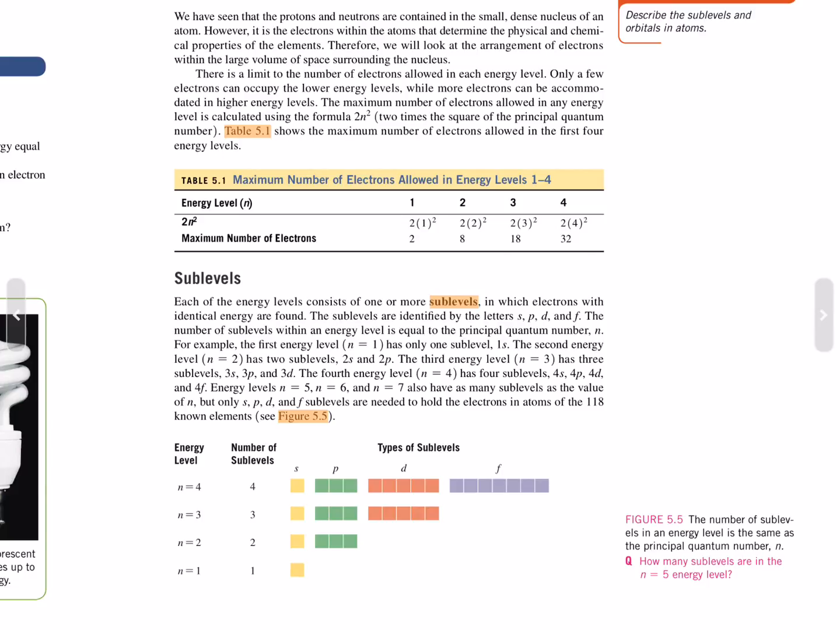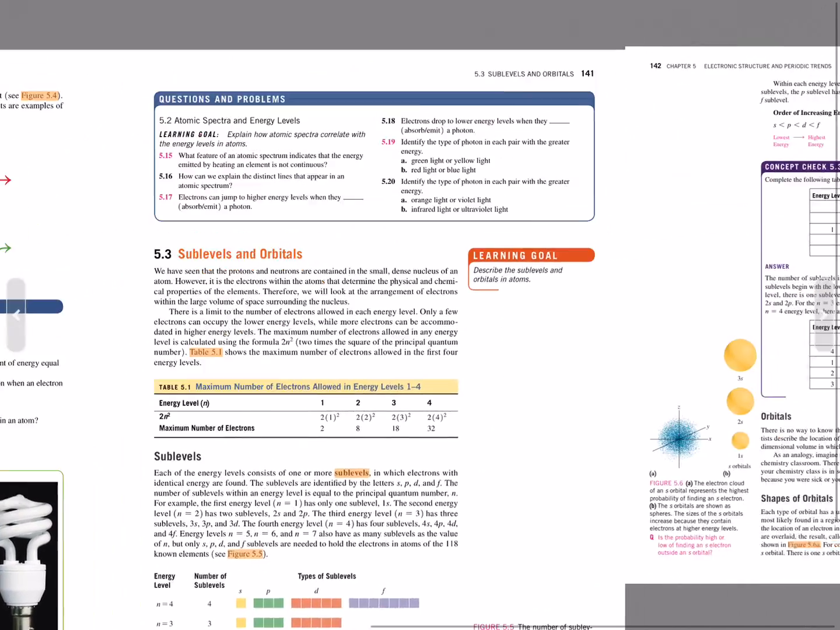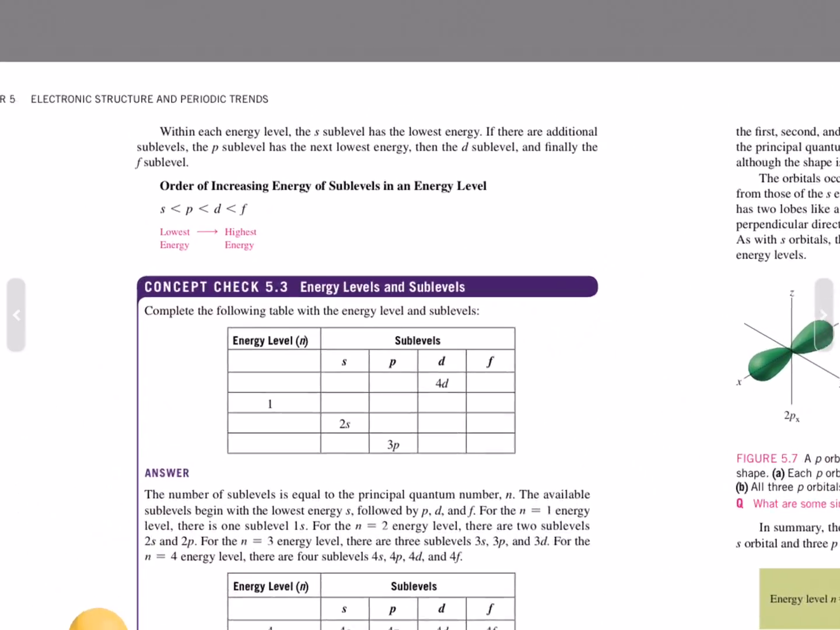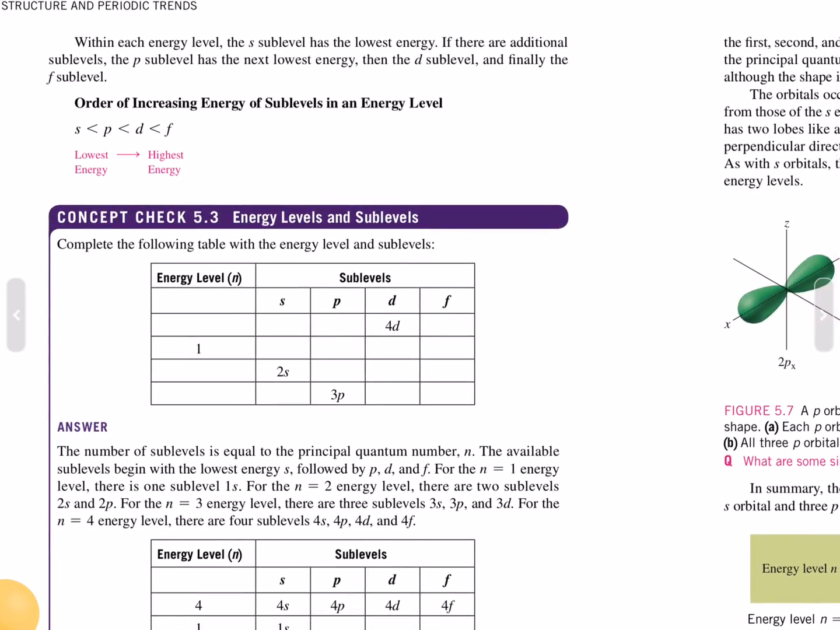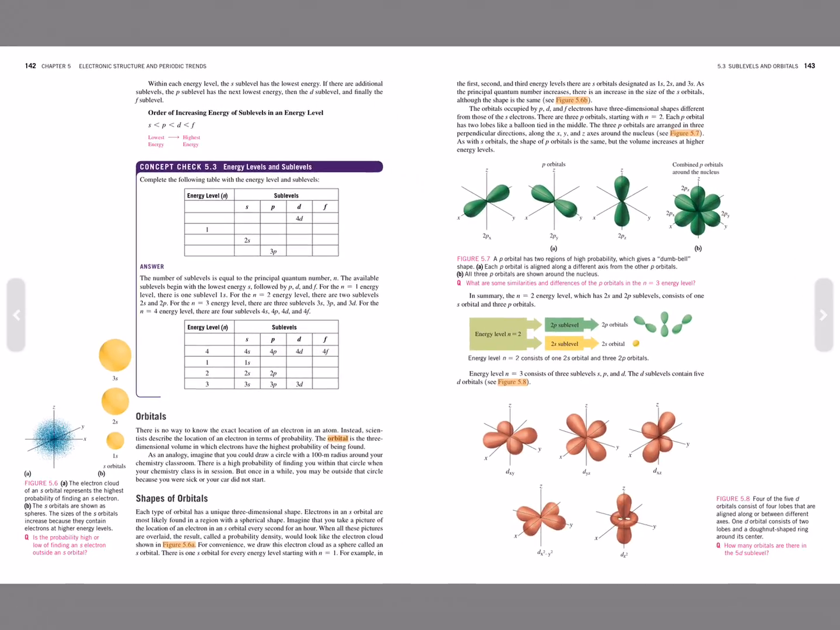Energy levels of n equals 5, n equals 6, n equals 7 also have as many sublevels as the value of n, but only s, p, d, and f sublevels are needed to hold the electrons of the atoms of the 118 known elements. Within each energy level, the s sublevel has the lowest energy. If there are any additional sublevels, the p sublevel is the next lowest energy, then the d sublevel, and finally the f sublevel. The order of increasing energy of sublevels in an energy level is s is less than p, is less than d, is less than f.